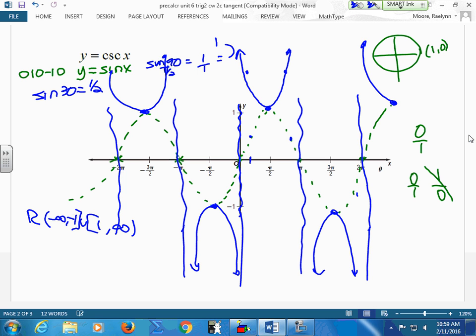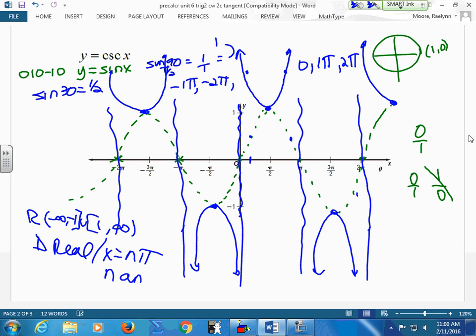Now, my domain says, take a look at what we cannot use. We couldn't use the 0. We couldn't use the 1 pi. We couldn't use the 2 pi. This has a familiar sound, right? So we can't use any positive integers? Oh, we can't use this either. We can't use the negative 1 pi. We can't use the negative 2 pi. We can't use the negative 3 pi. N is any integer. Good. So the domain says real except where x is n pi, where n is any integer.